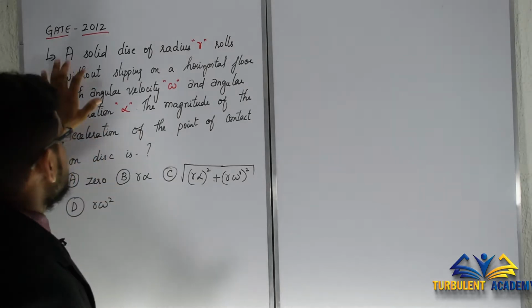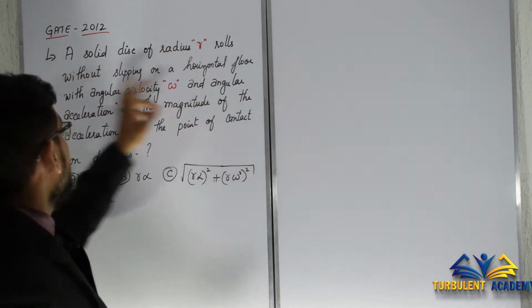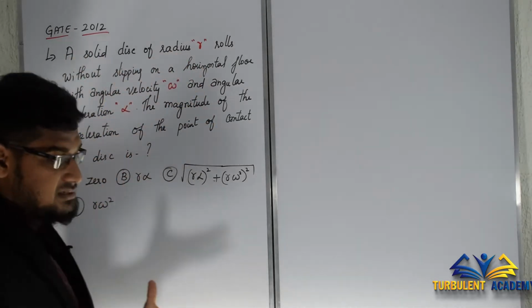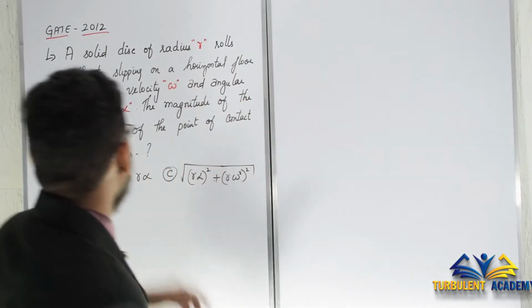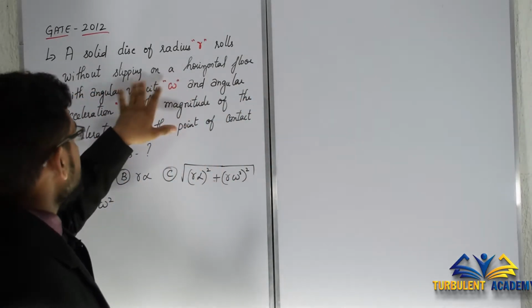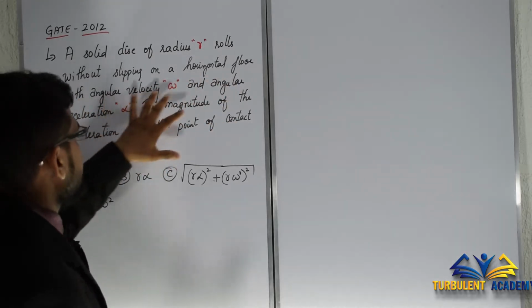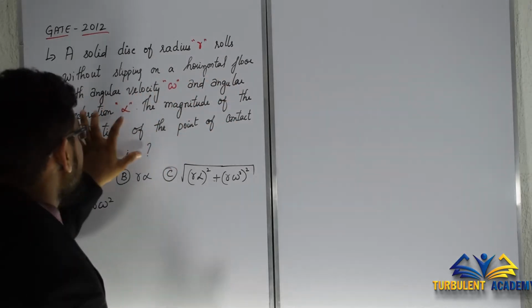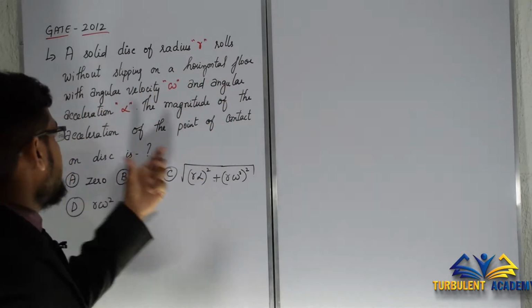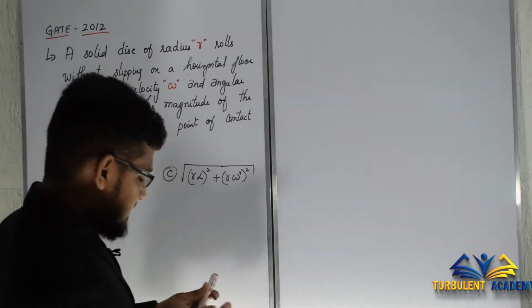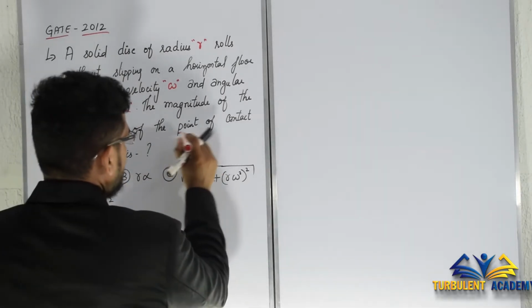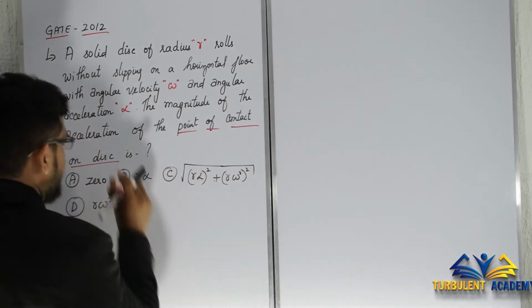Like they have said, a solid disk of radius r rolls without slipping. This is rolling without slipping, which we also call the pure rolling concept. It rolls without slipping on a horizontal floor with an angular velocity omega and angular acceleration alpha. The magnitude of the acceleration of the point of contact on the disk is... This is the main important thing which we need to know: the point of contact on the disk.